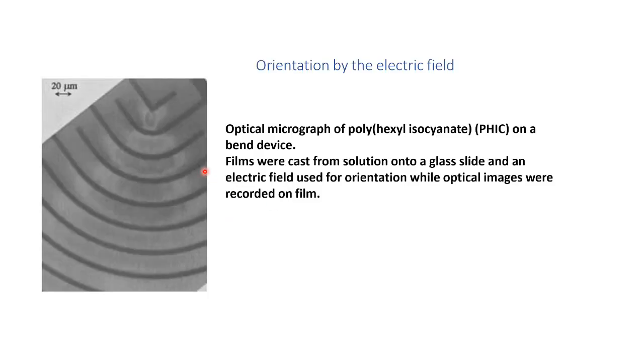The orientation in an electric field can also be observed. This material gets stimulated with the help of the electric field. The orientation of these fibers or this material gets bent when we apply the electric field, and we can observe that with the help of the optical microscope.